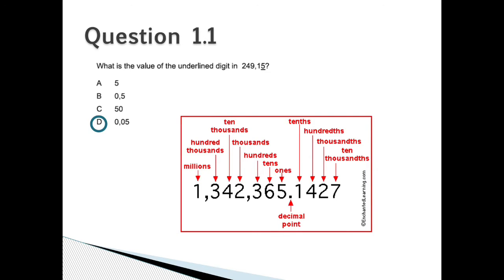If we look at the number 1,342,365.1427, we can see what the place value is for each number. The 1 is a million, the 3 is 100,000, the 4 is 10,000s, the 2 is thousands. The 3 is hundreds, the 6 is tens, and the 5 is ones. Then you have your decimal point. After that, the 1 is the tenths place, the 4 is the hundredths place, the 2 is the thousandths place, and 7 is the 10,000ths place. So the correct answer for question 1.1 is D, 0.05.